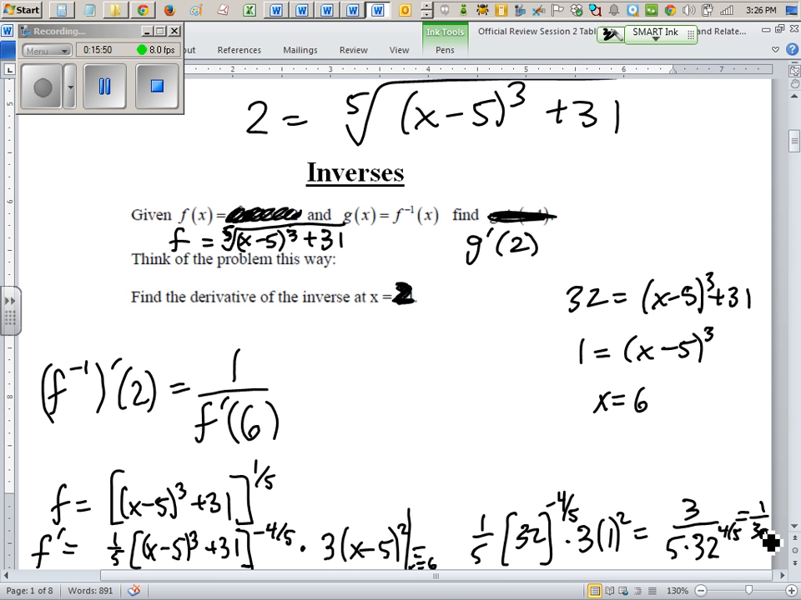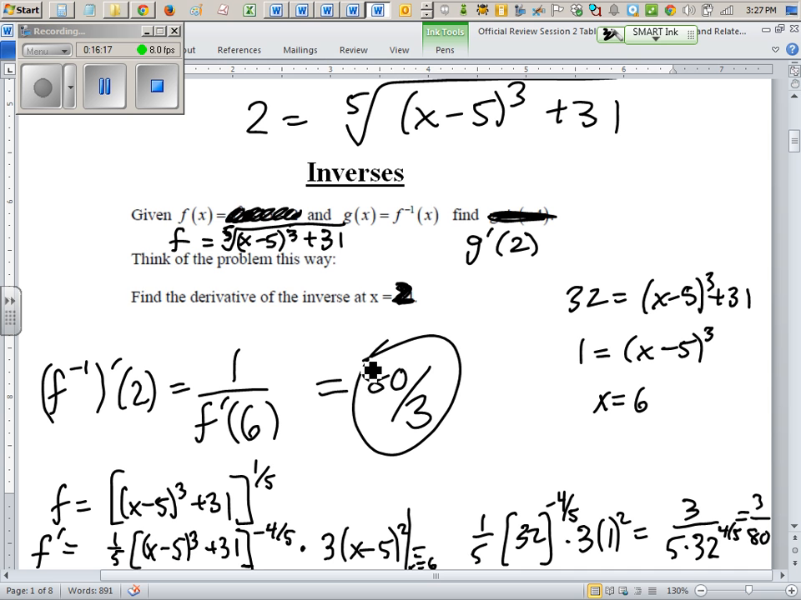5 times 16 is 80, isn't it? I'm sorry, it's 3/80ths. 5 times 16 is 80, not 90, sorry. So yeah, 3/80 is the correct answer here. And so our answer is 80/3. Be careful, we were going to flip that, remember?